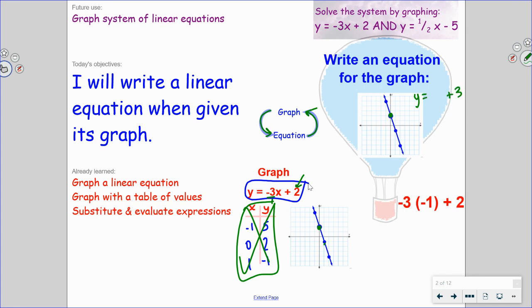let's write an equation. Oh, that would be a positive too, Mr. Callan. Starting at $2, going down $3 a day, $3 a day. So that's our goal for today. I will write a linear equation when given its graph.